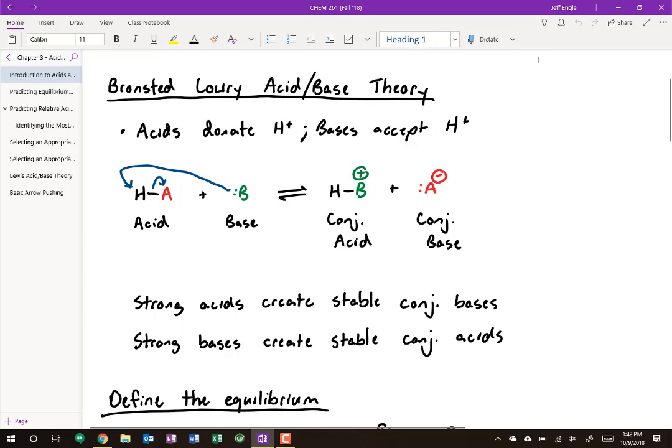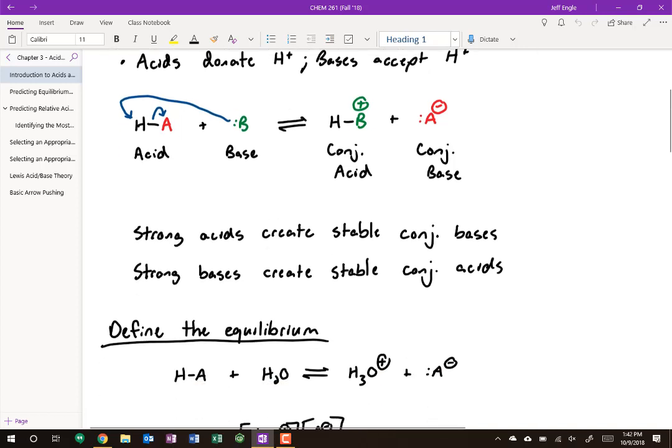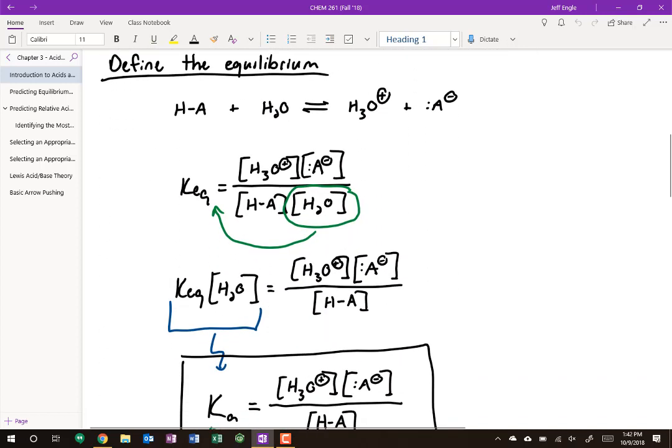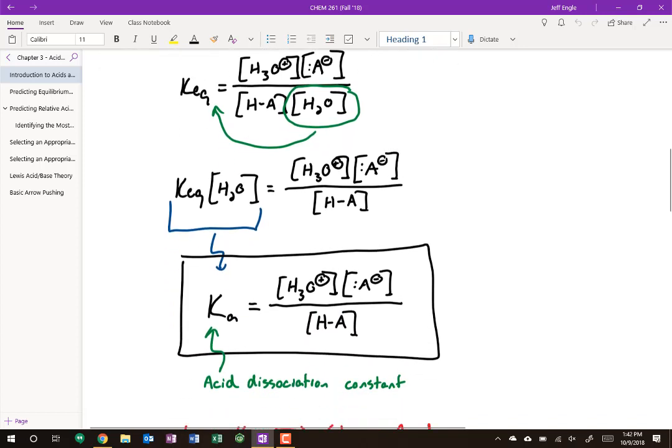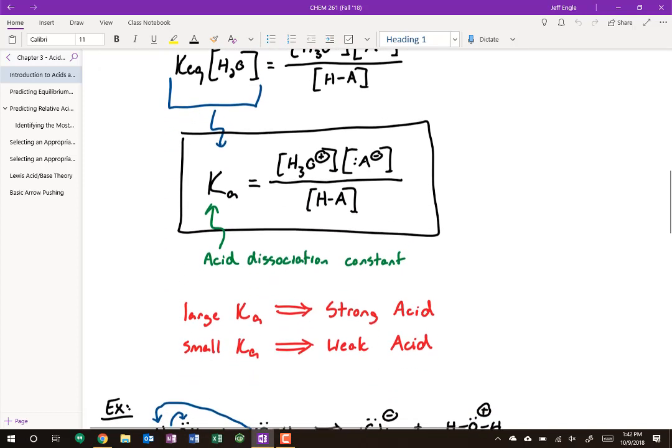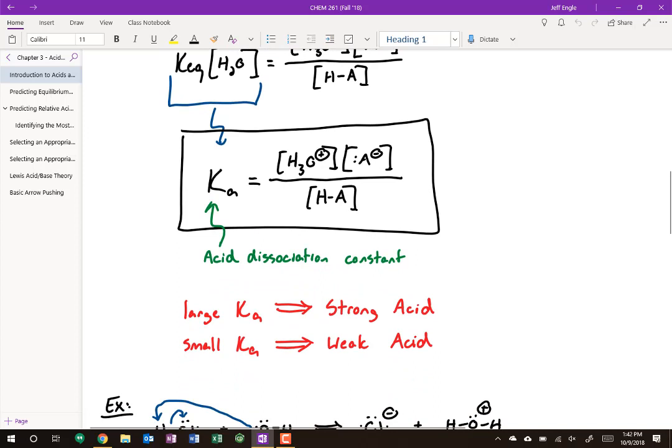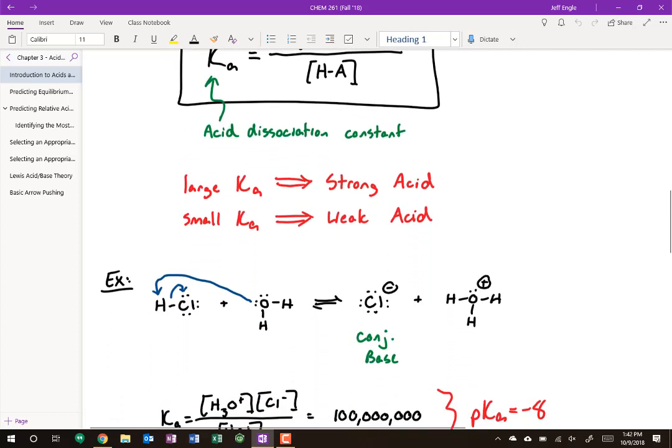And like we saw in our problem of the day, stronger acids create more stable conjugate bases, and stronger bases create more stable conjugate acids. So it's this relationship that we have to look at with the overall equilibrium. And then we looked more carefully at the equilibrium, and we said we can define the equilibrium constant using these Ka values, where a large Ka is indicative of a strong acid, and we can measure that experimentally, and a small Ka is a weak acid.